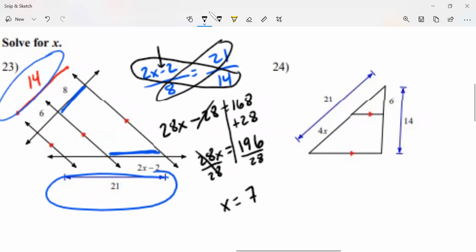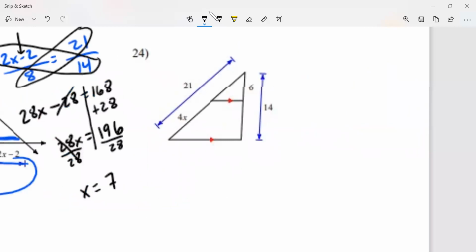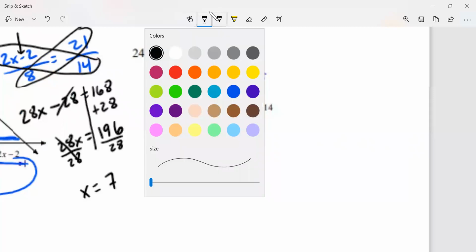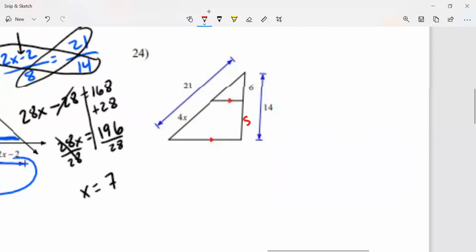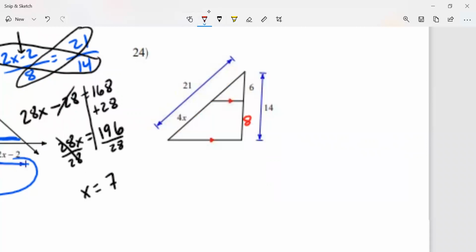Now let's take a look at number 24. There is one side that is all numerical. So I'm not looking at the side that has x. I'm looking at the side that is all numerical. And I'm going to say this little side right here is 8. In this case, I was not given the two small numbers, so I was not going to go 6 plus 14. Instead, I was given a small number and a big number, like the big side. So I was going to subtract those, 14 minus 6. And that's how I got the other side was 8.